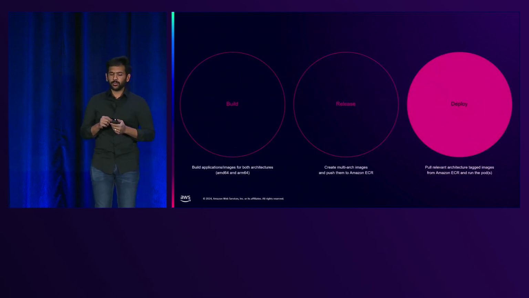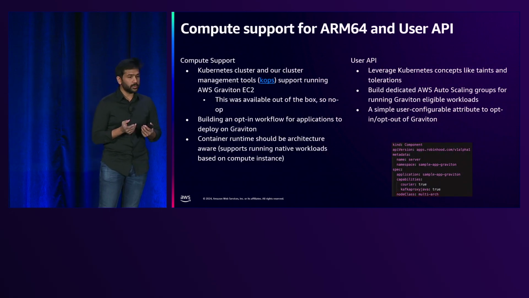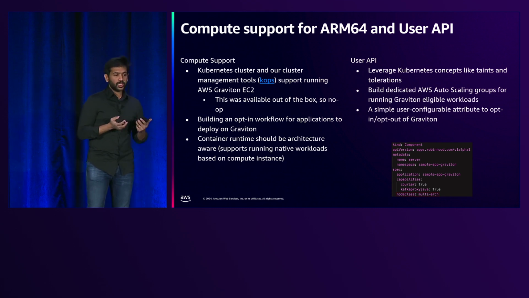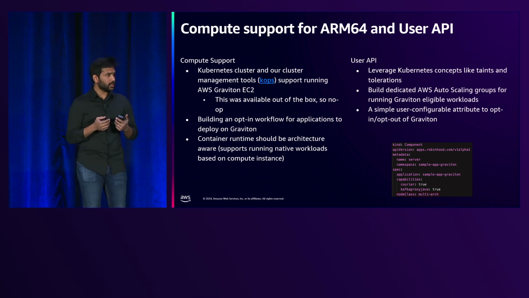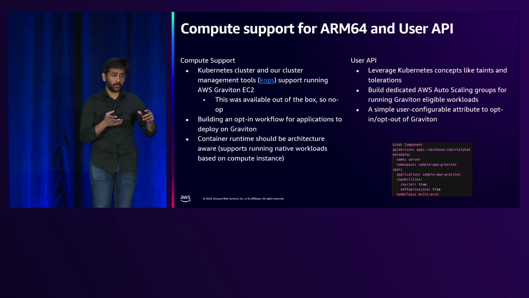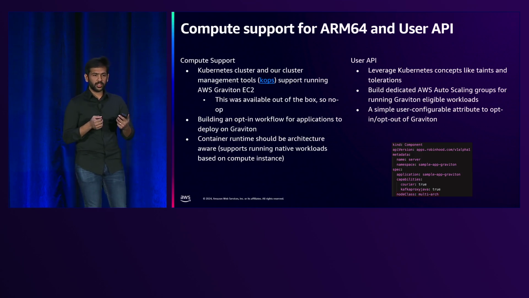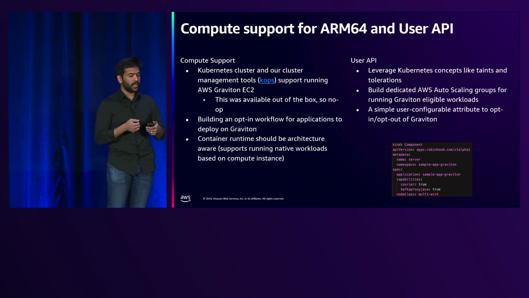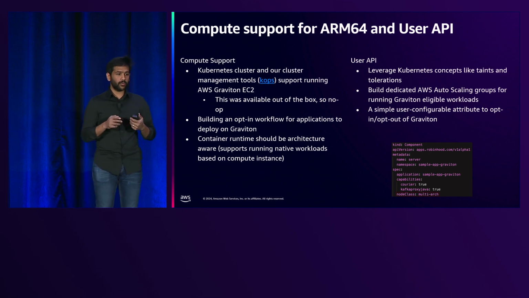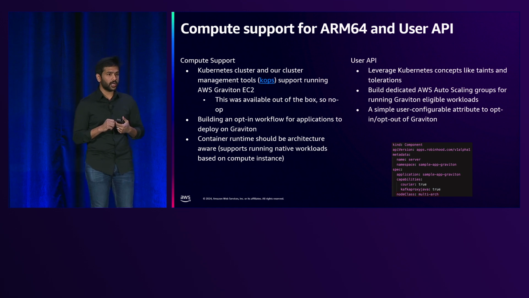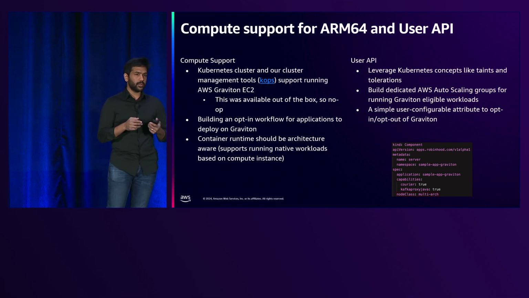All right, let's talk about the deploy phase. I think as I have already set the stage, we use Kubernetes as our compute platform. And the Kubernetes cluster management tool we use, namely kops, already supports ARM64. So from a compute standpoint, that was already taken care of. But we have to make sure that the container runtime is architecture aware. That means it can pull the right image from the image index. So we did some tests, and we were successful: Docker and any other container runtime that we use are capable of doing this.